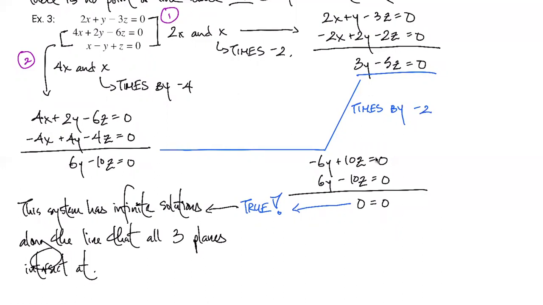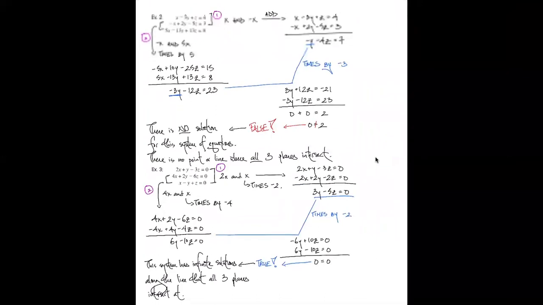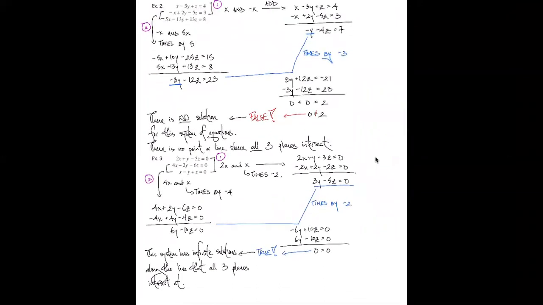All right. So let's get both of those on one screen so we can see that in one case we had 0 equals 2, which was false. So we said there's no solution. But in the second case, we had 0 equals 0, and that's true. So that meant an infinite number of solutions along that line. Okay.